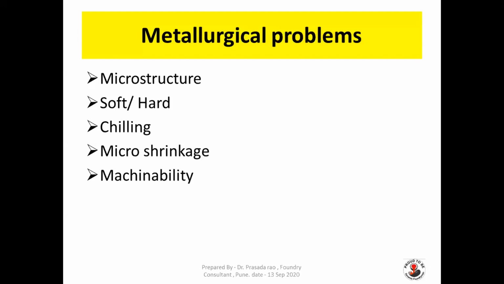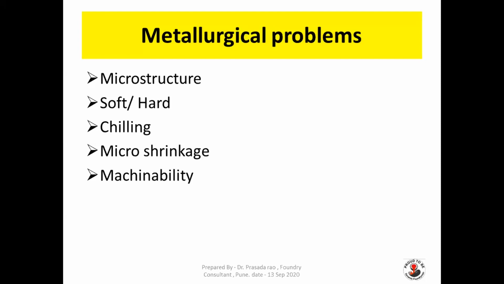He also told in this webinar that after machining, hardly there is any rejection. One is there is no foundry rejection, which is the greatest cost of the foundry. Second is there is no machinability problem. So slight variation in the inoculation will affect the microstructure, hard, soft, chilling, machinability, microshrinkage. Now let us talk about microstructure.